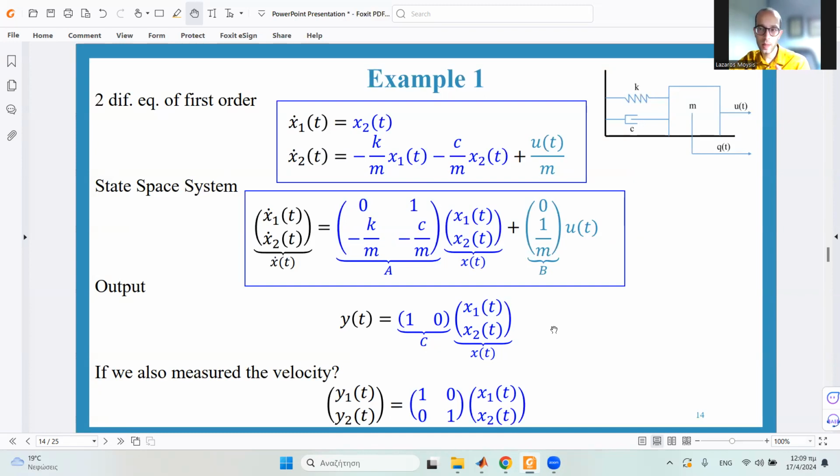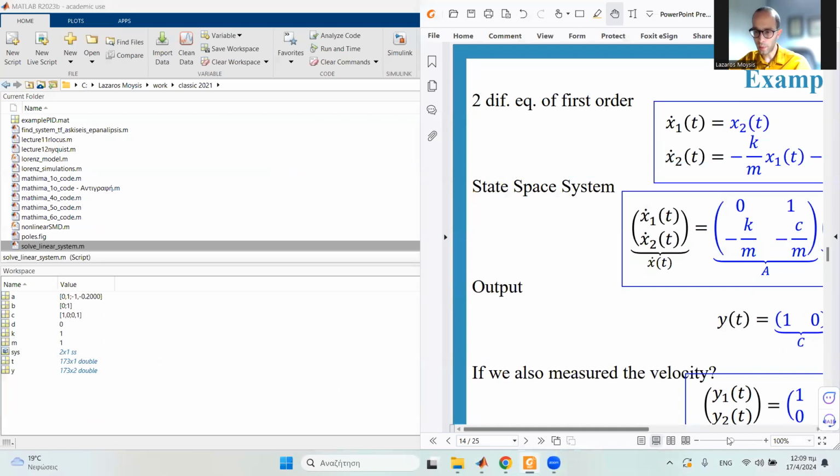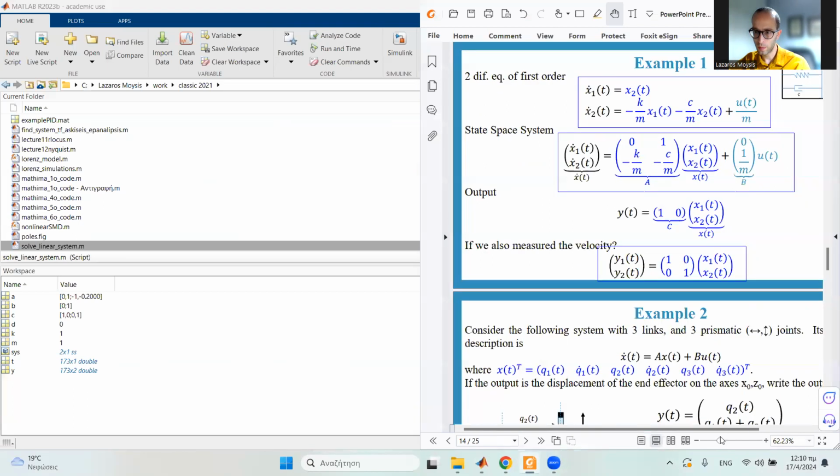Now, generally in state space systems, by output we define the collection of the states that we can actually measure. But here, since this is a simulation, we can easily assume that I can measure all of the states. So the first output is the first state, x1, and the second output is the second state, x2. So I can directly measure displacement and velocity. Now let's go and simulate this system in Matlab. I'm going to put this right here so we can easily see that.